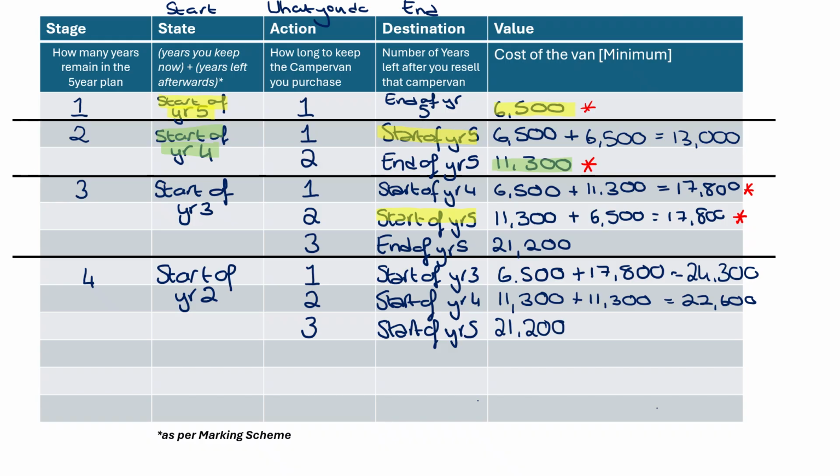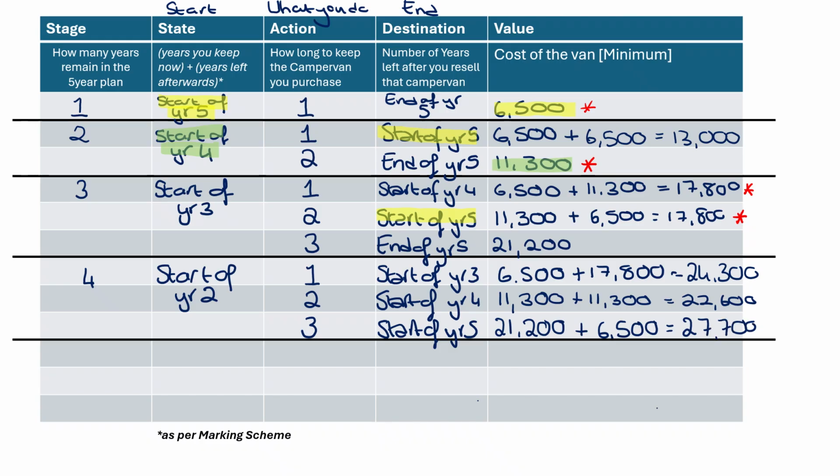That brings me to the start of year 5. So I'm adding in my 6,500. So that gives me 27,700. There's no other options because I can only keep it for 3 years. And my optimal then is my 22,600. And our last year then is stage 5, which is the start of year 1.